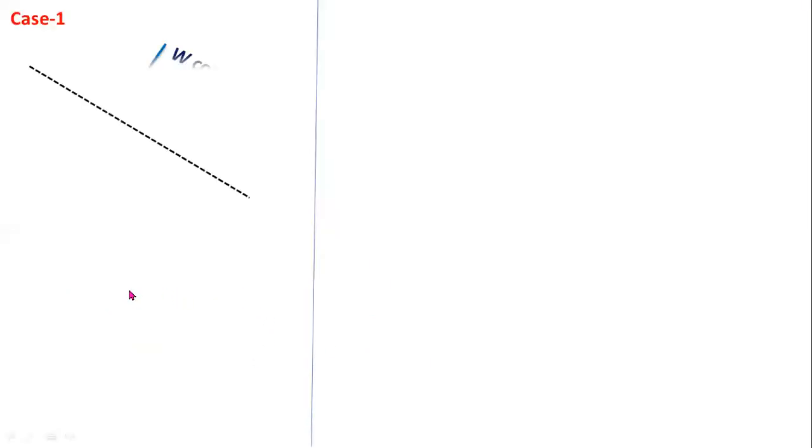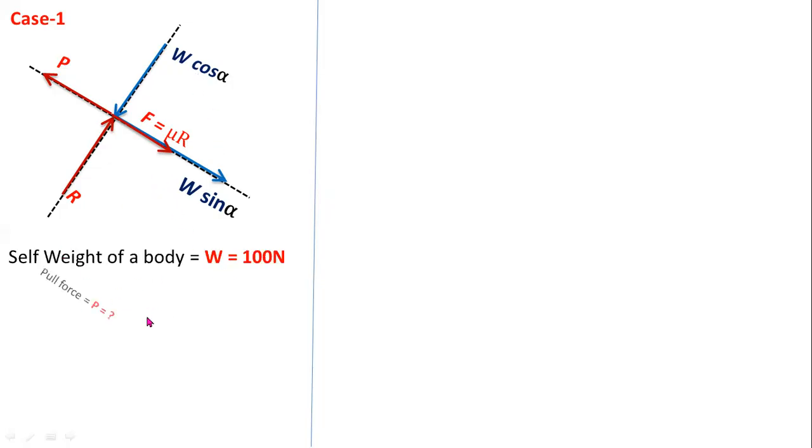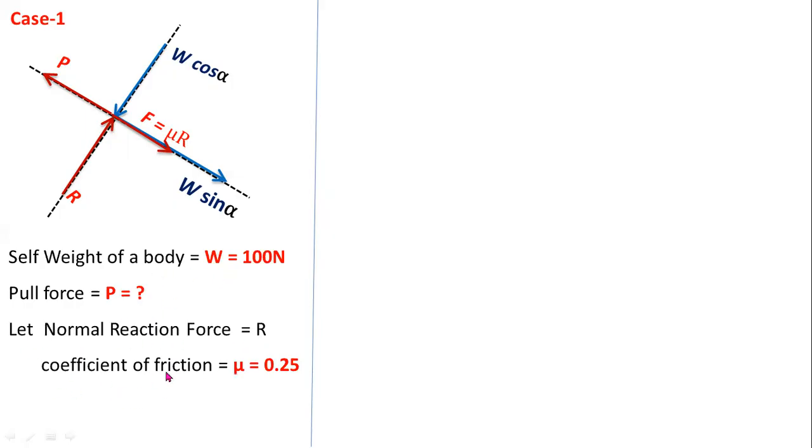Now consider the free body diagram. From this free body diagram, you have to determine P. So first of all, here W equal to 100 newtons, and here the effort required P equal to question mark. You have to find out that value. R is the normal reaction, mu is the coefficient of friction, mu equal to 0.25, F is the frictional force, alpha equal to 11.53 degrees. Substitute these values in these equations.